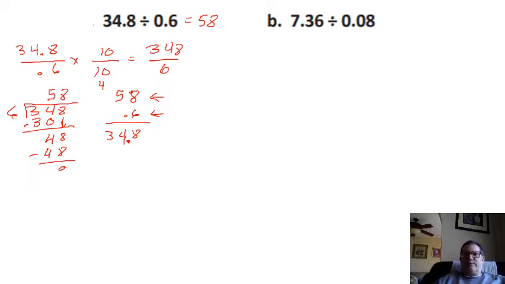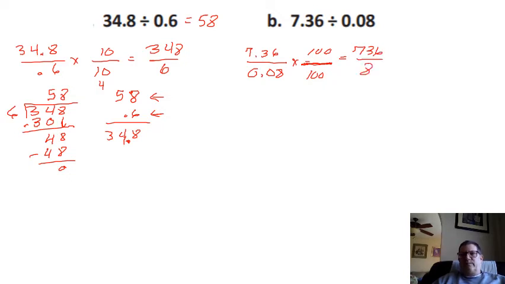Let's go to our second one. First thing we do again is rewrite it as a fraction. Now determine how many multiples of 10 I have to multiply by to get rid of this decimal, which I have to do 2, so it's going to be 100. That'll be 736 divided by 8. Now we do our standard algorithm, 736. We're going to divide it by 8.